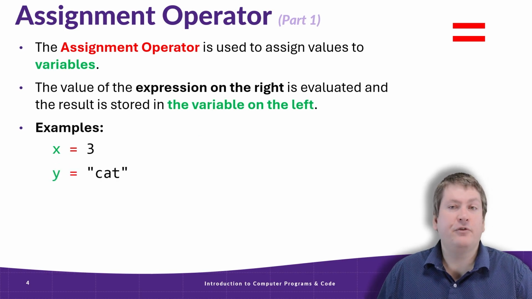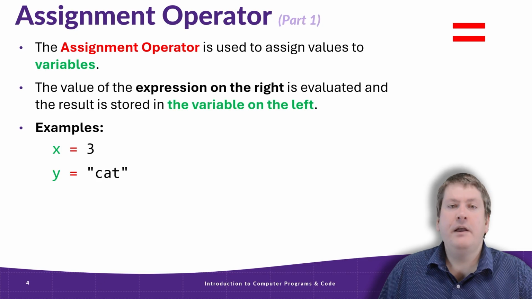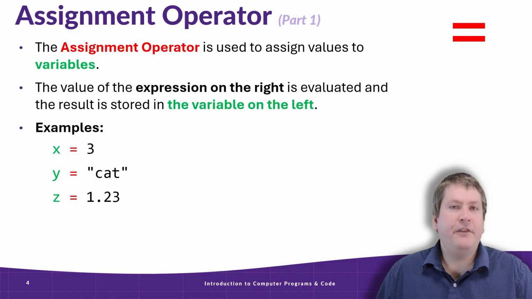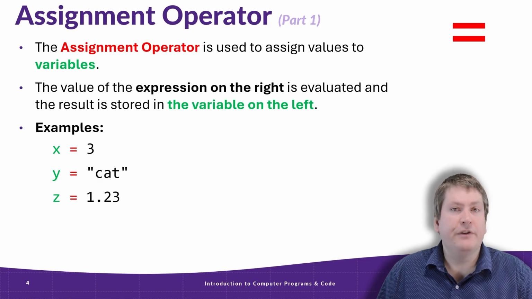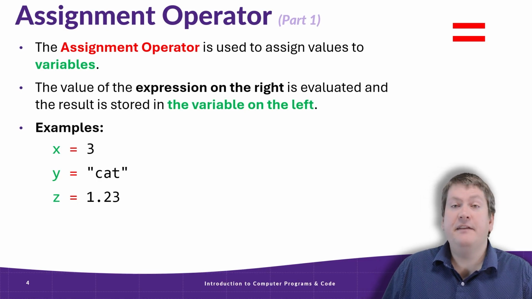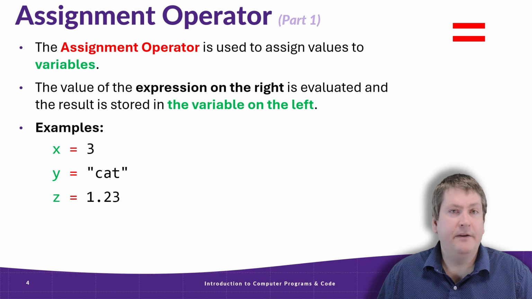Here we see another example. In this case, a string, that is, a text value, is assigned to the variable y. Assignment is not just limited to integer values, it works for all data types. As another example here is a floating point number. That's a real number with decimal points, and in this case it's being assigned to the variable z.